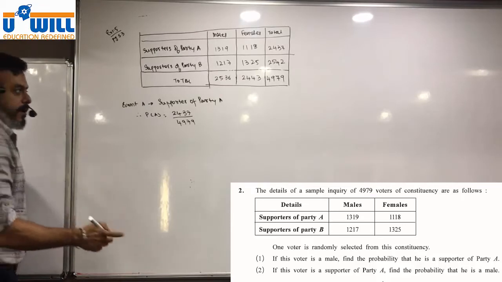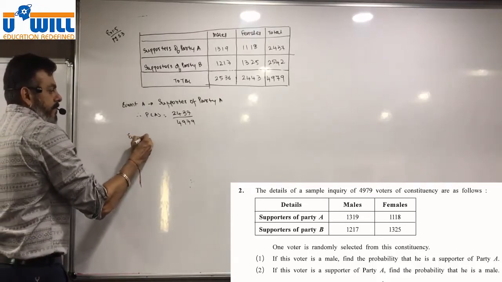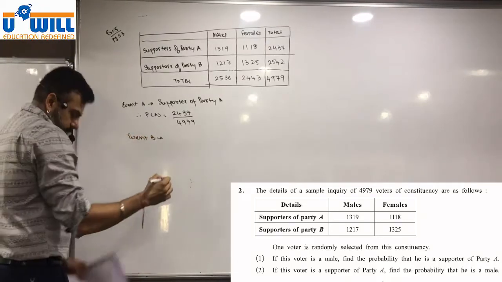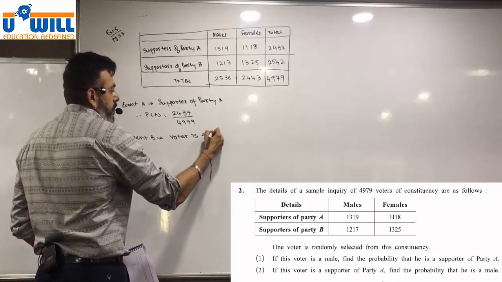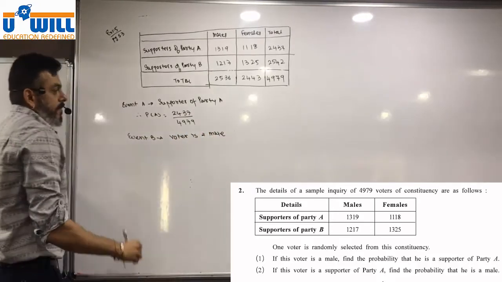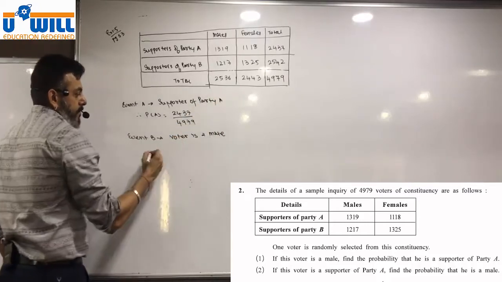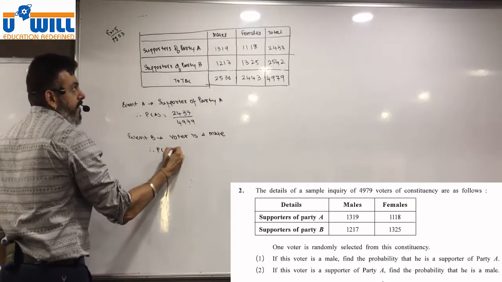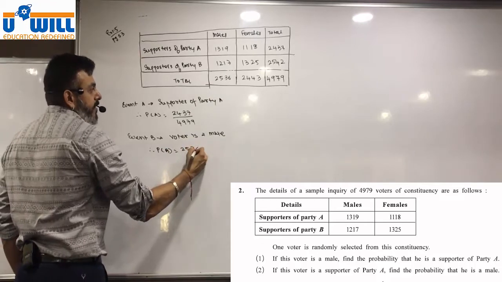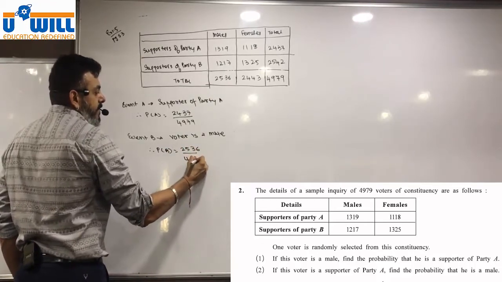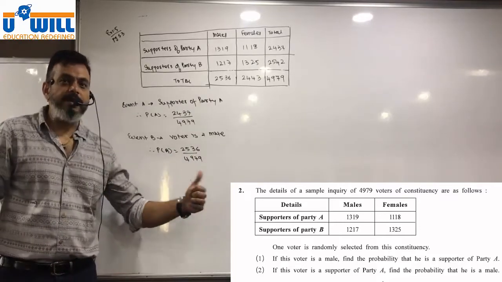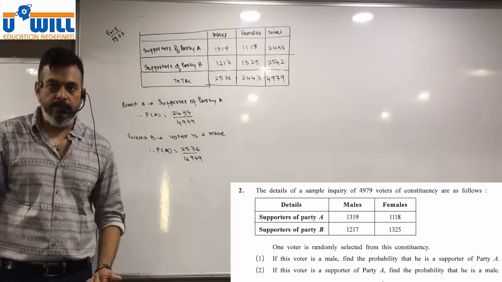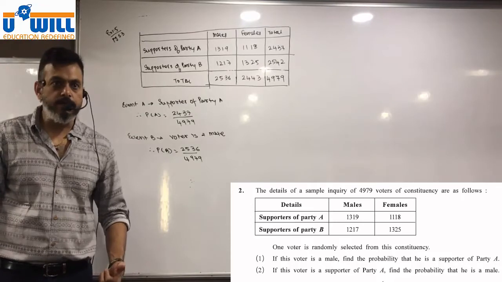Okay. Now, event B denote that voter is a male. Now, how many males are there? Therefore, probability of B is equal to 2536 out of 4979. So, can I say this is the probability that the voter is a male? Simple, right? Is everyone understanding this?